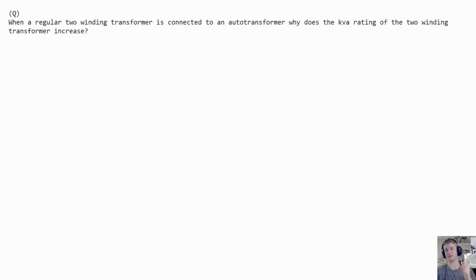Next, when a regular 2-winding transformer is connected to an auto transformer, why does the kilovolt amp rating of the 2-winding transformer increase? And this is because the energy is transferred inductively and conductively.